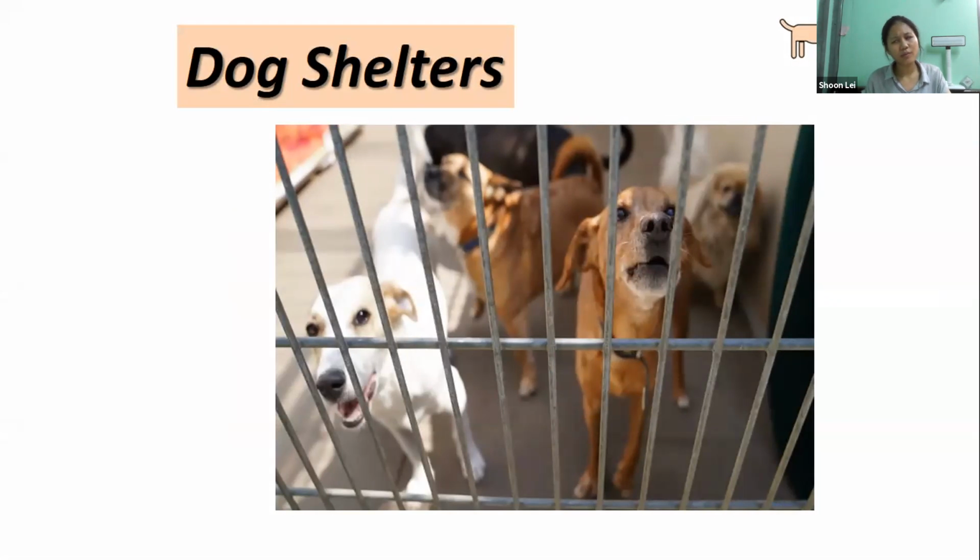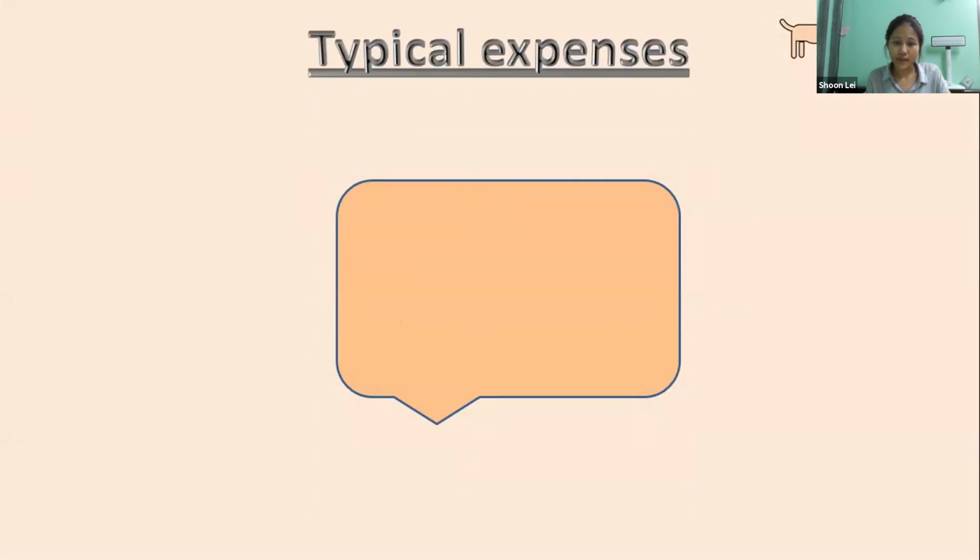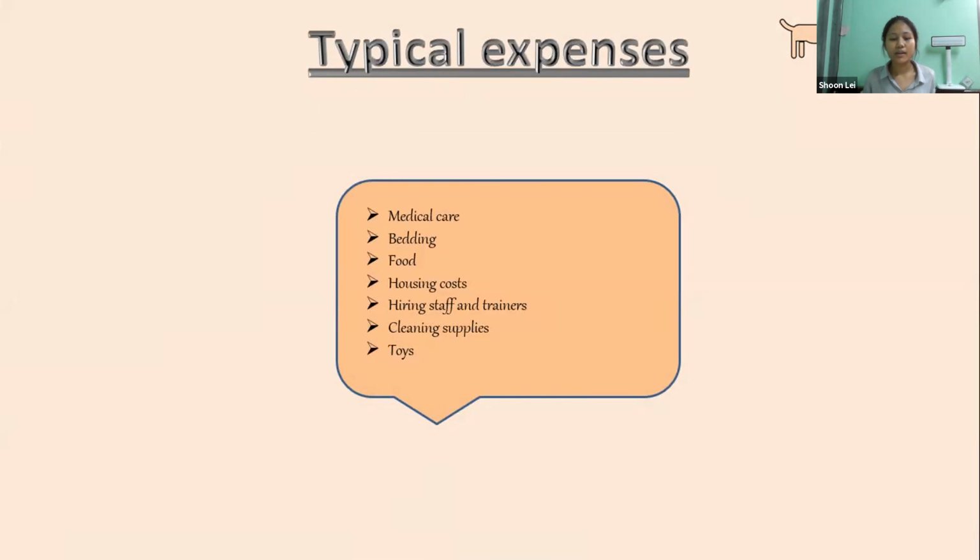So what can we do? How about opening dog shelters worldwide? We'll be opening a number of dog shelters. The typical expenses of running a shelter include medical care, food and other simple supplies such as toys, leashes, cleaning supplies, and also hiring staff and trainers.